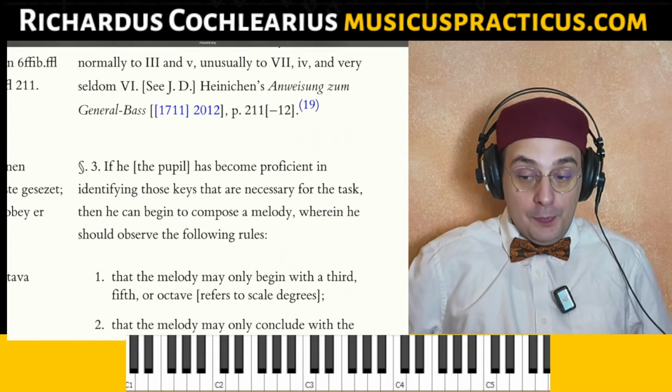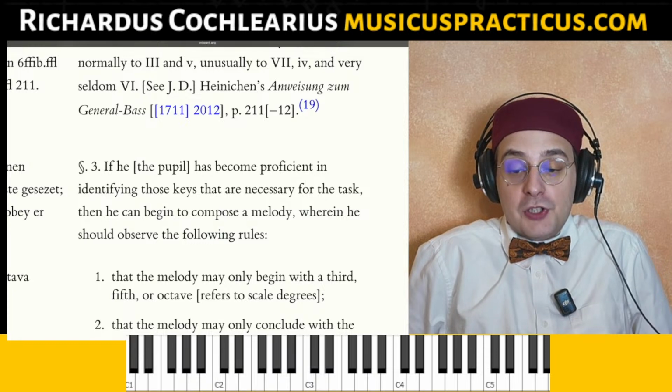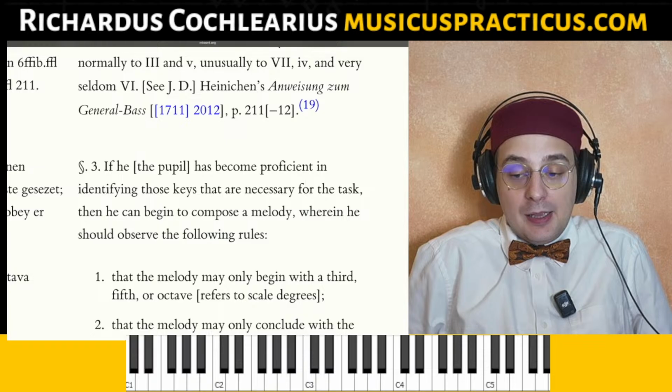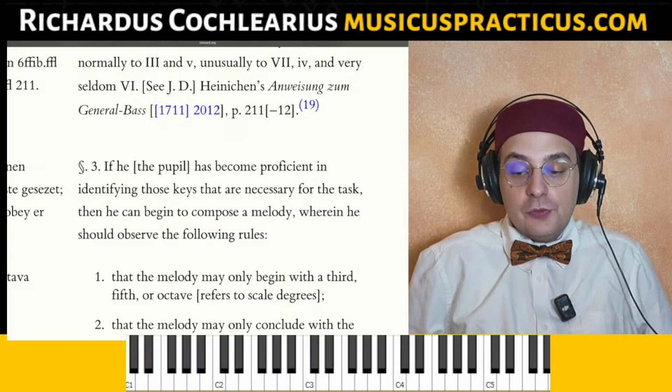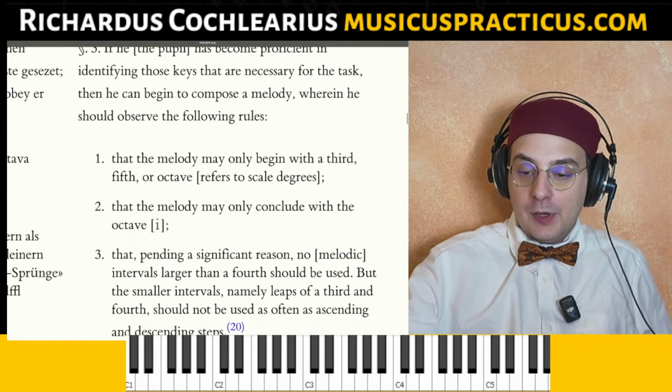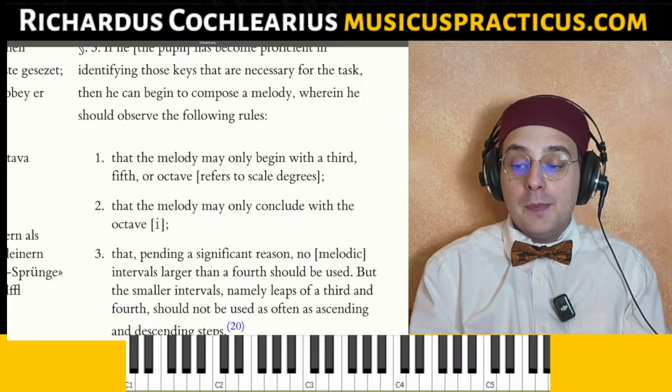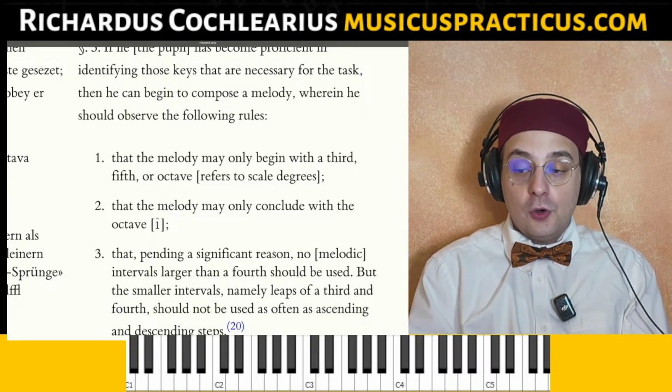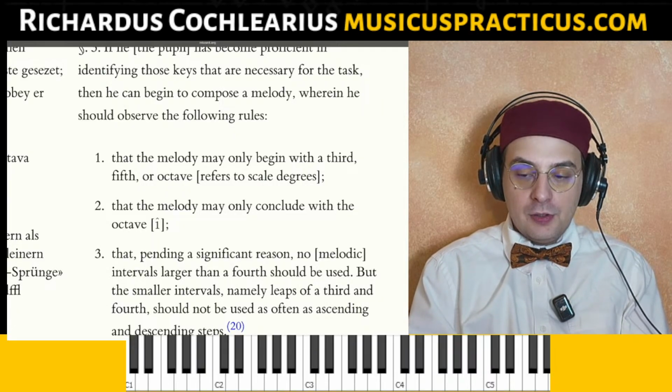If the pupil has become proficient in identifying those keys that are necessary for the task, then he can begin to compose a melody, wherein he should observe the following rules. Rule number 1: the melody may only begin with a 3rd, 5th, or octave, which refers to scale degrees.